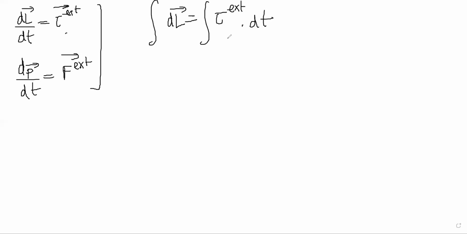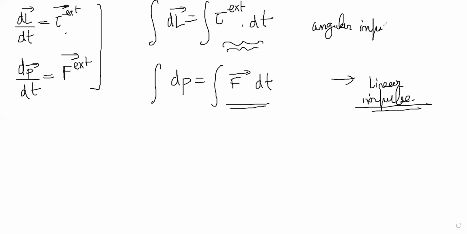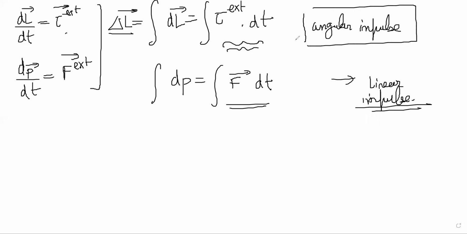An integral of this will be similar to what we did there. dp is equal to integral F dt. This was called linear impulse, the impulse of a force. This integral of F dt was the impulse of that force. So this is angular impulse. Angular impulse will be equal to the change in angular momentum. This will give you delta L. Integral of dL will be Lf minus Li. So delta L will be equal to your angular impulse, and that is what is there in 10.11.